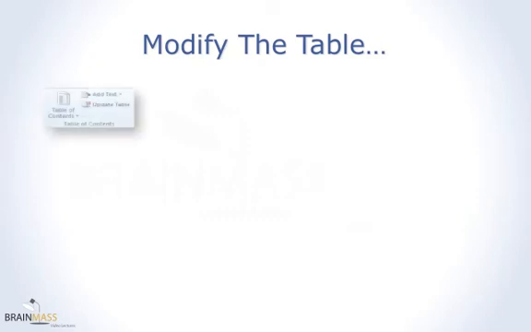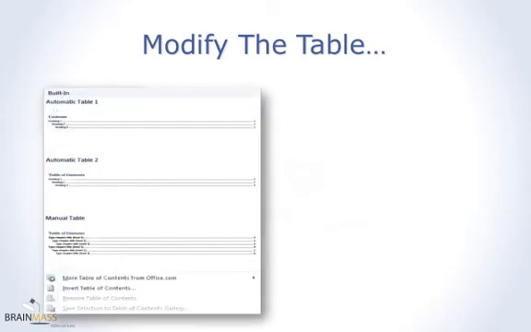Modifying your table. Back to the Table of Contents group, again in the References tab on the ribbon in Word 2010. We're going to engage that Table of Contents drop-down that we looked at before. And inside here, we're going to click on that Insert Table of Contents option way down at the bottom of the screen.